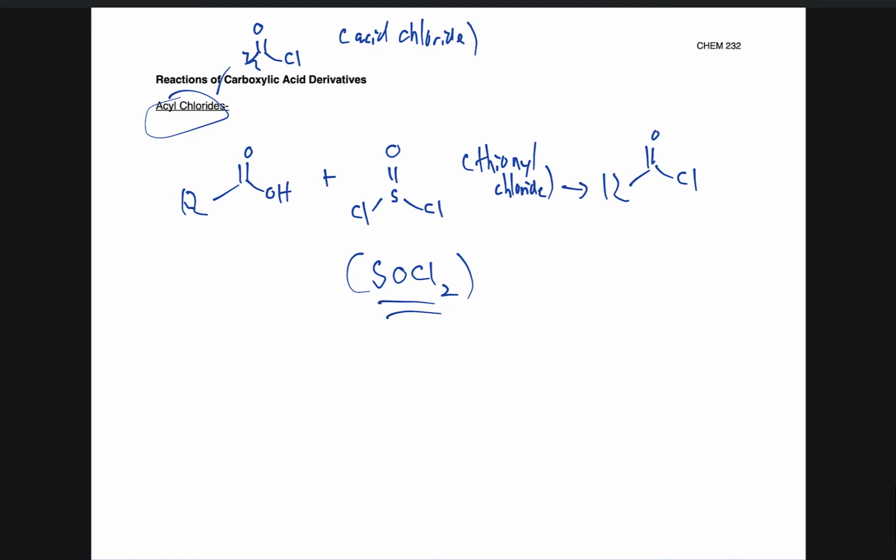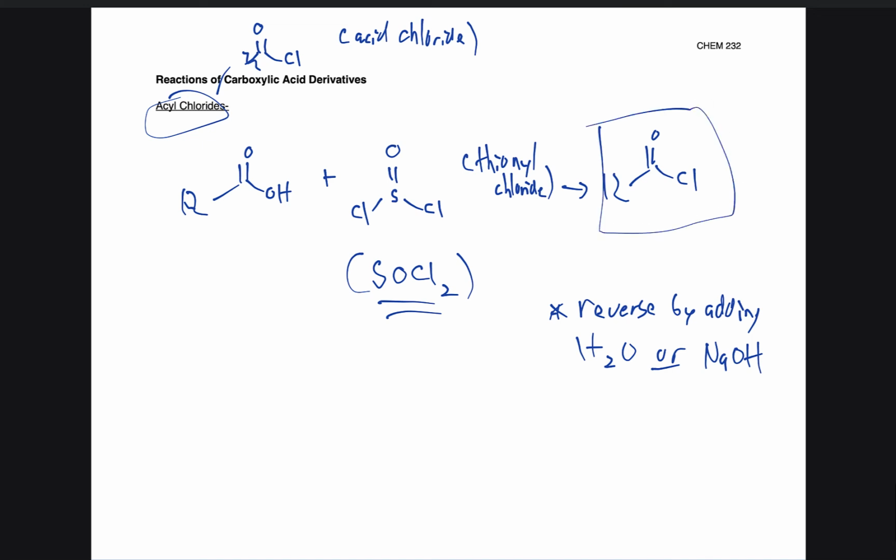And this acyl chloride is really reactive. So we can reverse this reaction by simply adding water or some sort of base, and that reaction will reverse really quickly to get back to the carboxylic acid. So in real life, when we're doing these reactions with thionyl chloride, this particular acyl chloride is really reactive. So we tend to make sure things are really dry because it will go back to the carboxylic acid, which isn't great when you're trying to do chemistry.